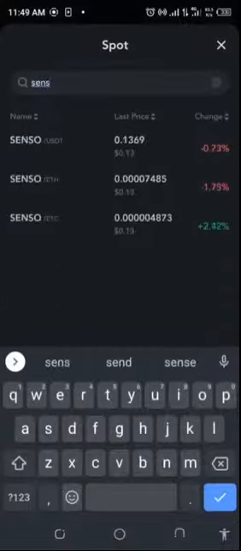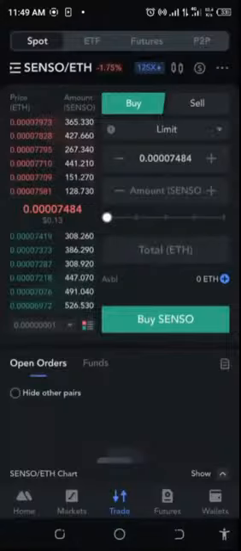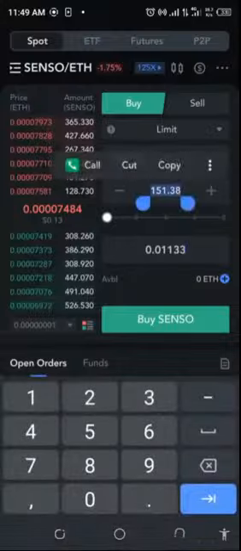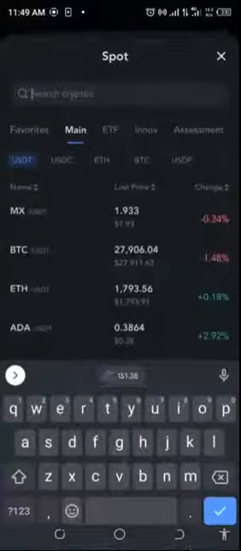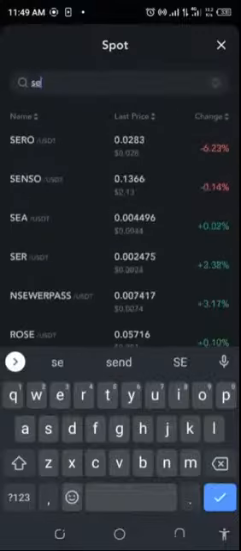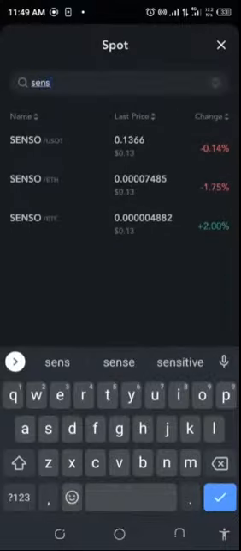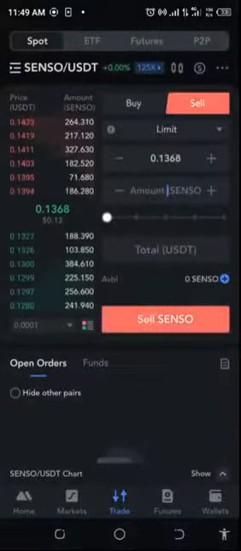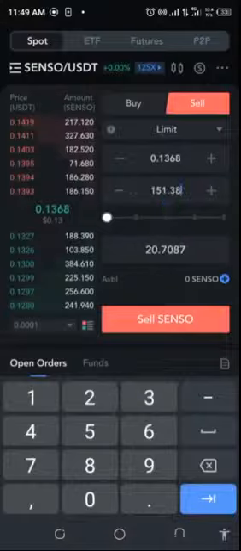Senso ETH. Okay. And then we paste in our ETH here. Wow. Looks like this is going to work. Okay. Well, let's go ahead and finish it up. Cut that. Here you go to Senso USDT. And then we sell. Okay. Wow. Looks good. Let's try this out.